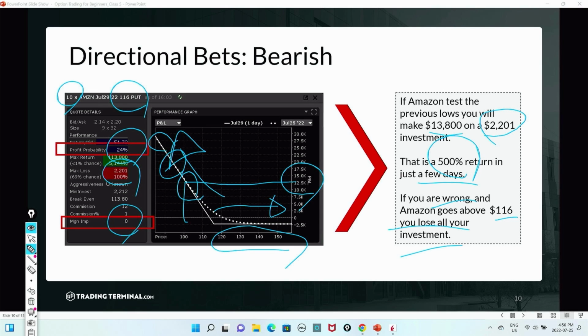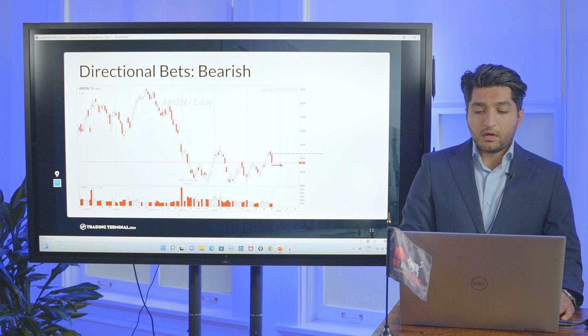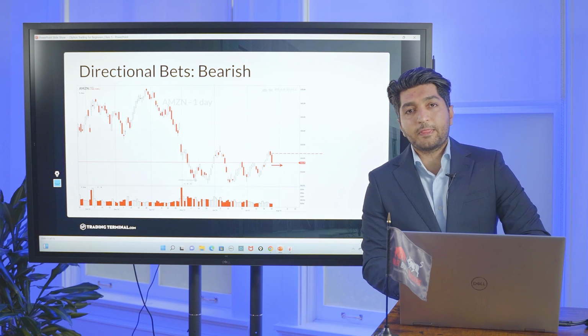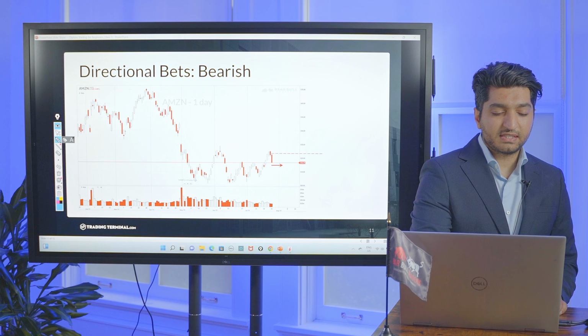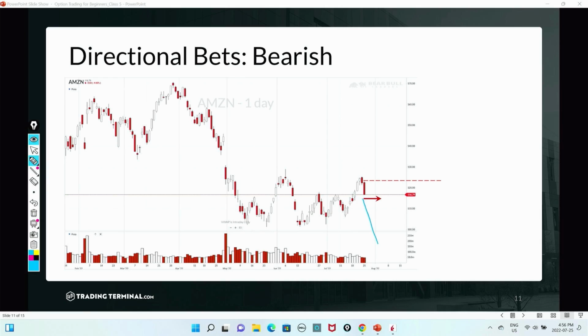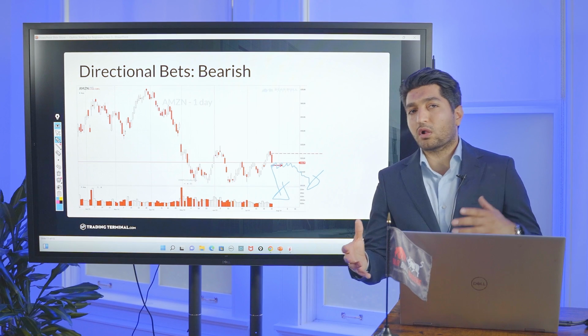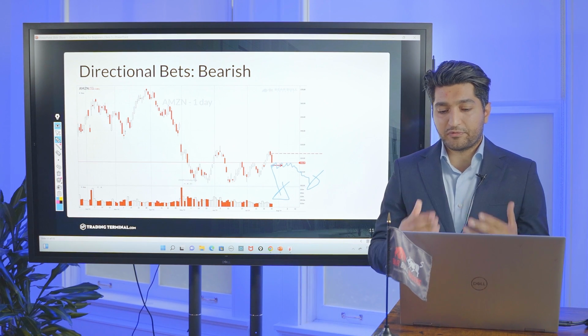Yes, options are really powerful because they're inherently leveraged, but leverage is a double-edged sword. So you can make a lot more money, but you can also lose all your money. So now let's take a look at this chart again and say you're still bearish, but you're not as bearish as the previous thesis. So you don't think that Amazon's going to fall down like this, but rather it's probably going to consolidate and maybe slowly go lower.